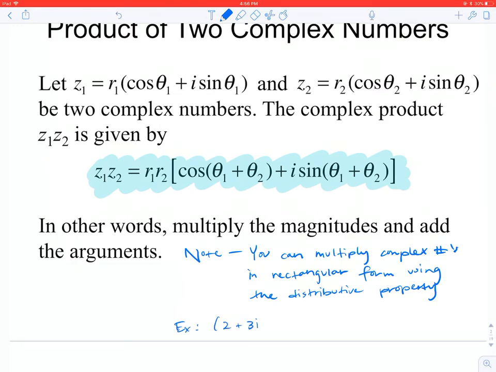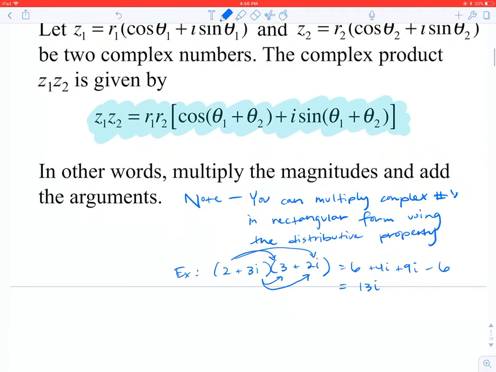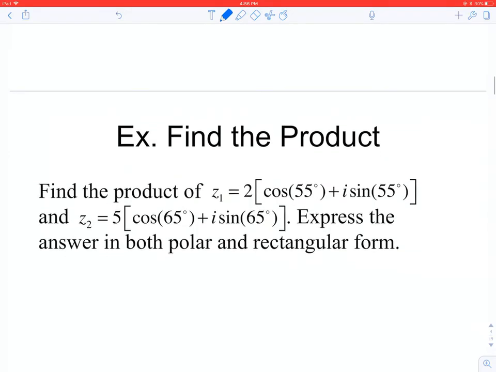But let's say that you had to multiply 2 plus 3i times 3 plus 2i. Then you can just use the distributive property, right? So 2 times 3 is 6. 2 times 2i would be plus 4i. 3i times 3 would be plus 9i. And then 3i times 2i, well, i times i is negative 1, so that will actually be minus 6. So this ends up being equal to 13i, a pure imaginary number.